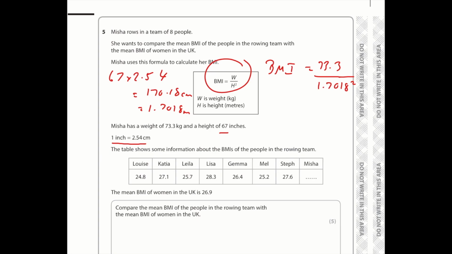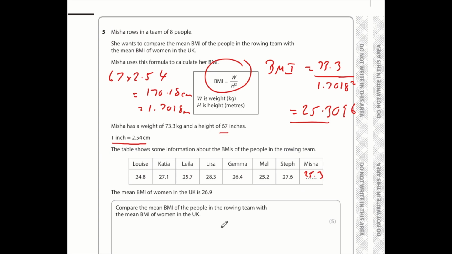comes to, and it's probably sensible to round it to 1 decimal place since all the others are 1 decimal place as well. So 1.7018 squared, and that comes to 25.3096. So let's just call that 25.3.